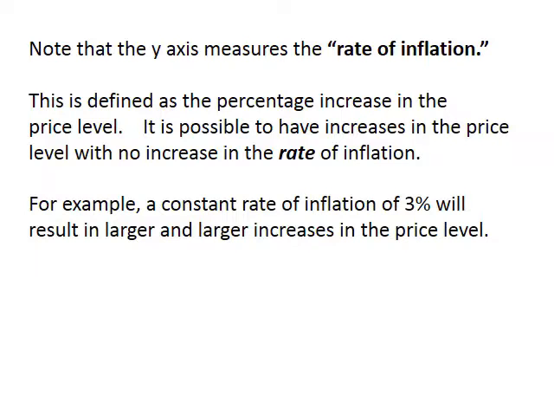Note that the y-axis measures the rate of inflation. So please don't write down simply inflation. It's a rate of inflation. And this is defined as the percentage increase in the price level. So it's possible to have increases in the price level with no increases in the rate of inflation. So as an example, let's say the rate of inflation was constant and it was 3%. So the rate of inflation didn't change from year to year. It's 3%, 3%, 3% in terms of how prices increased, but the rate of the increase did not change. So this constant rate of inflation of 3% will result in larger and larger increases in the price level.